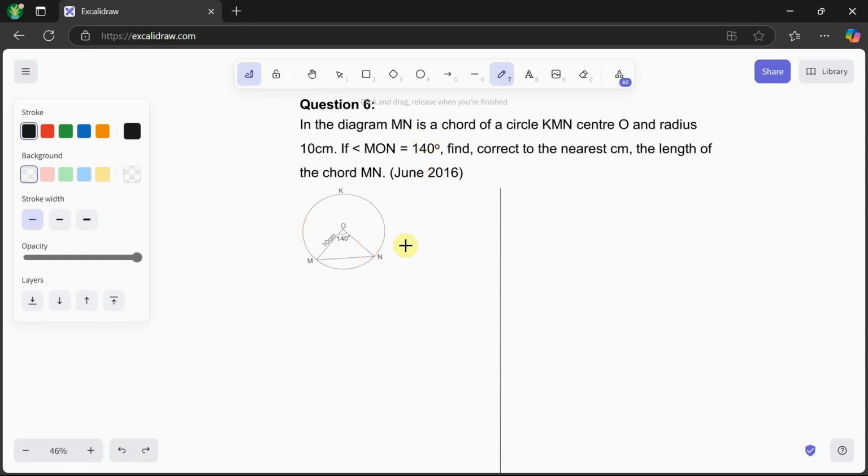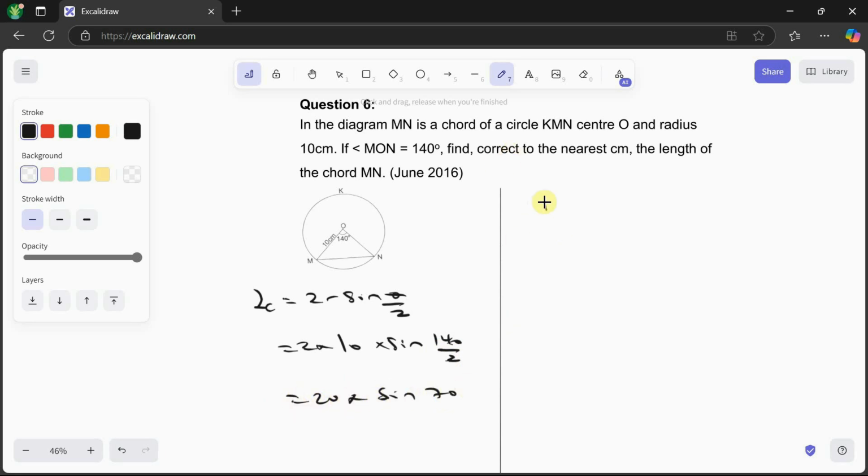So MN is the chord, KMN is the circle, and the radius is 10 centimeter. You should find the length of the chord. So what's the formula for the length of a chord? Who can remember? Great. Well done. That will be 2r sine theta over 2. We established that in the previous video. So that will be 2 times our r here, which is 10, times sine of our theta here, which is 140, all over 2. So that will be 20 times sine 70.